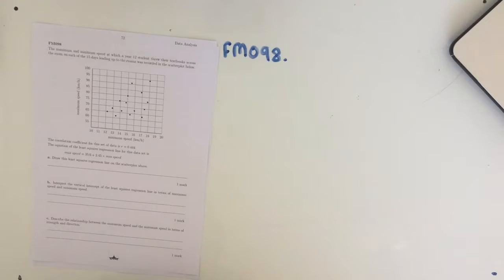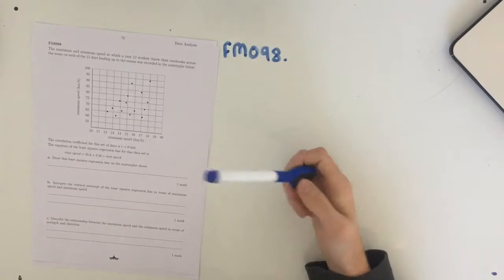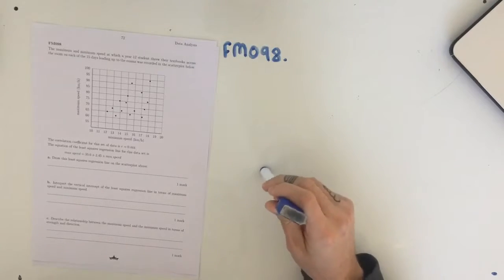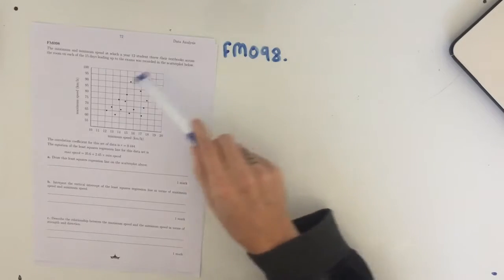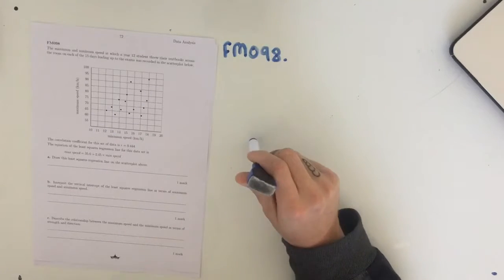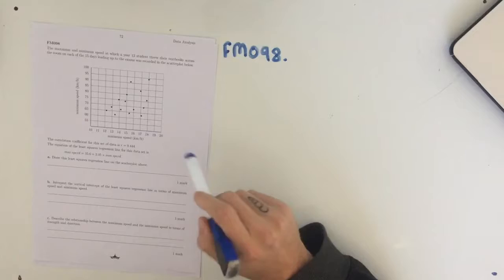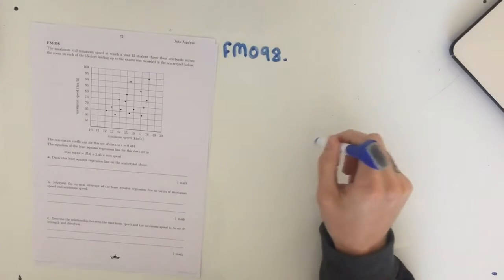Jumping straight in, the maximum and minimum speed at which a Year 12 student threw their textbooks across the room on each of the 15 days leading up to the exams was recorded in the scatter plot below. So we've got the scatter plot here. They then say the correlation coefficient for this data is R equals 0.444.